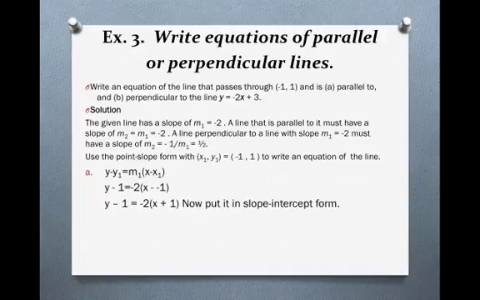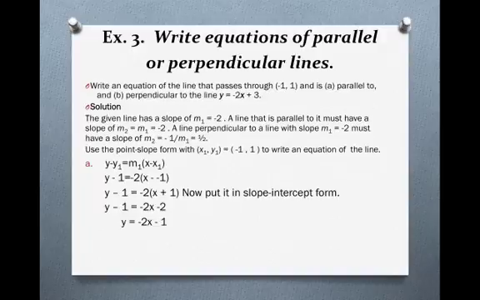Now we want to put it in slope-intercept form, so we're going to need to distribute that -2. And so we get y minus 1 equals -2x minus 2. And then we add 1 to both sides. -2 plus 1 is -1. And so we end up with y equals -2x minus 1. So that is a line that is parallel to our reference line, y = -2x + 3, that goes through the point (-1, 1). Let's move on to part B, where we find a line that goes through the same point, (-1, 1), but that is perpendicular to our reference line.